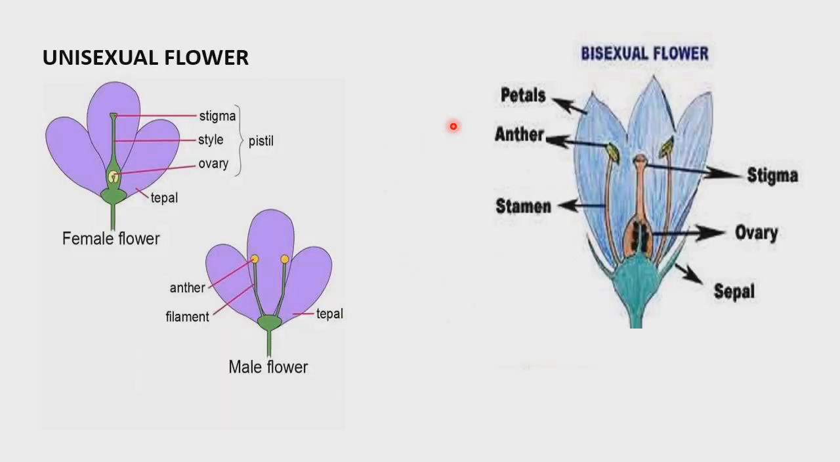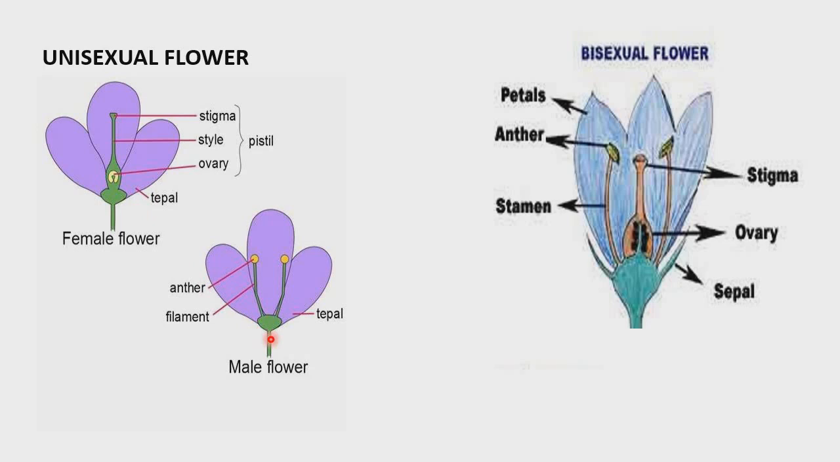Unisexual flower and bisexual flower. What is a unisexual flower? A unisexual flower is the type of flower that has either stamens or carpels as its sexual organ. Remember, uni is one. So whenever you hear about a unisexual flower, it means that flower has only one sex organ. It is either a female flower, which we can also call a pistillate flower, or a male flower, which we can also call a staminate flower.